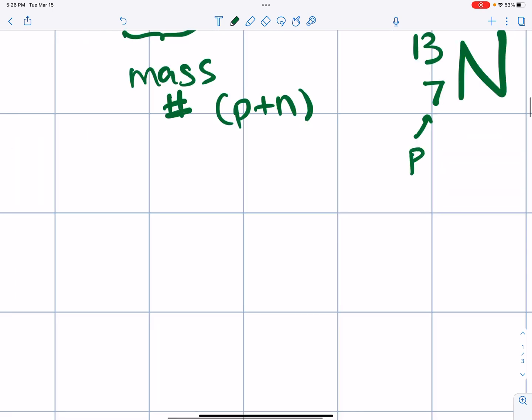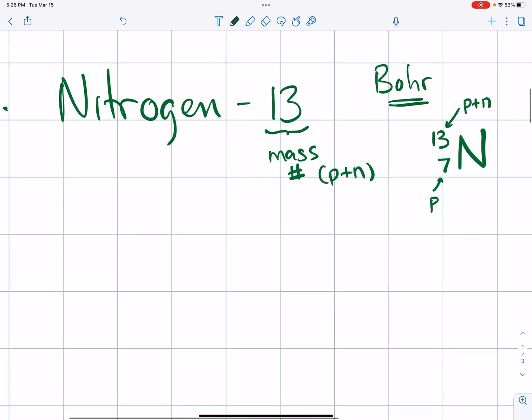So in this isotope of nitrogen, we can tell that there are 7 protons, because its atomic number is 7 on the periodic table. There's going to be 6 neutrons, because 13, the mass number, minus 7, the atomic number, is 6. There's 13 protons and neutrons, but there were 7 protons, so that means there must be 6 neutrons. 7 plus 6 gives you 13, the mass number.